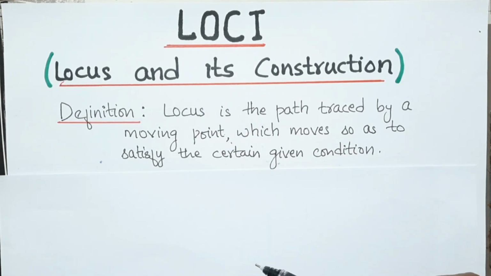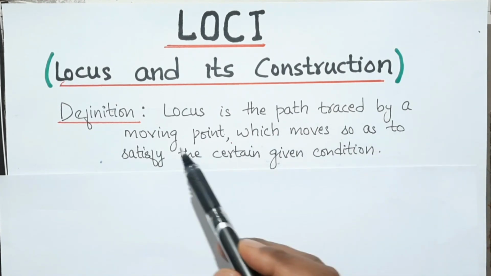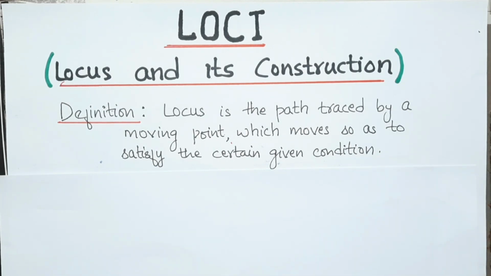In today's class we are going to learn the chapter Loci, locus and its construction. Okay, so let's first see the definition. Locus is the path traced by a moving point which moves so as to satisfy a certain given condition.